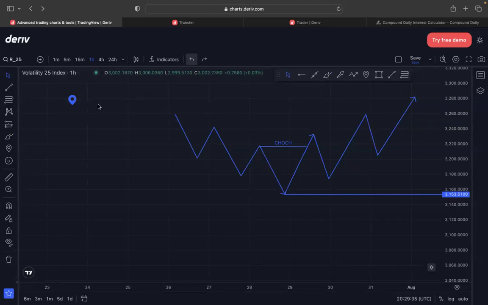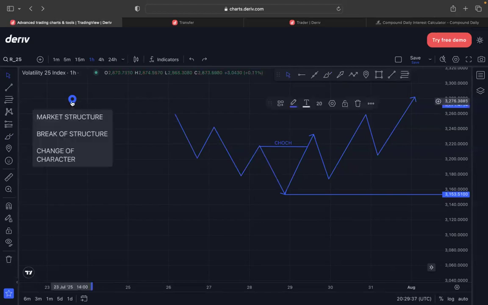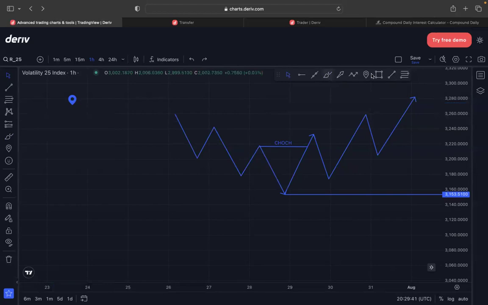So that is that for market structure. In our next class, we are going to be going into the chart and looking at advanced market structure.